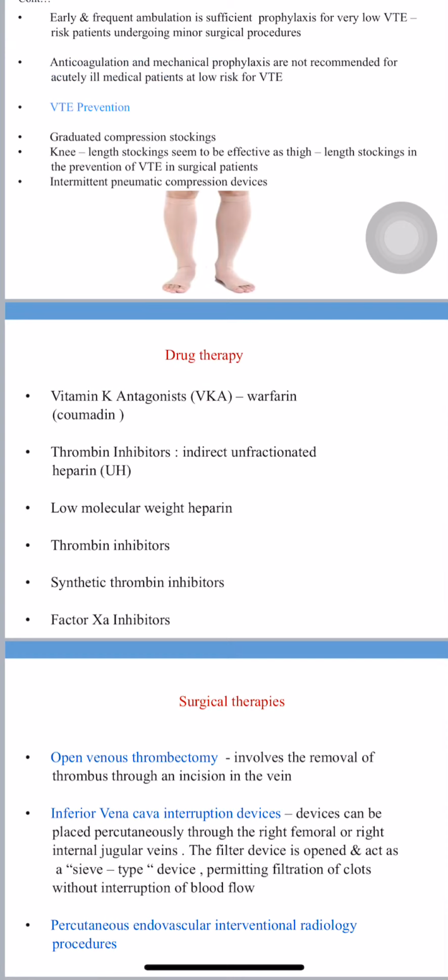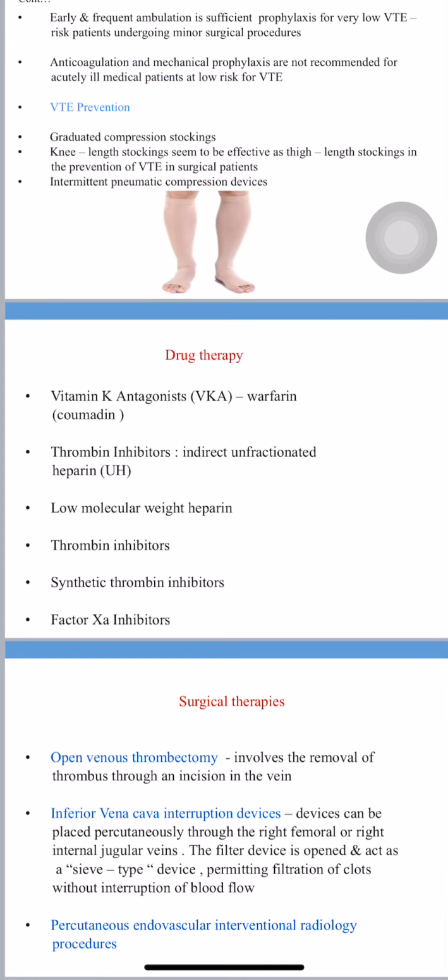Next is low molecular weight heparin, or enoxaparin, which is derived from unfractionated heparin. It has more bioavailability and a more predictable dose response.